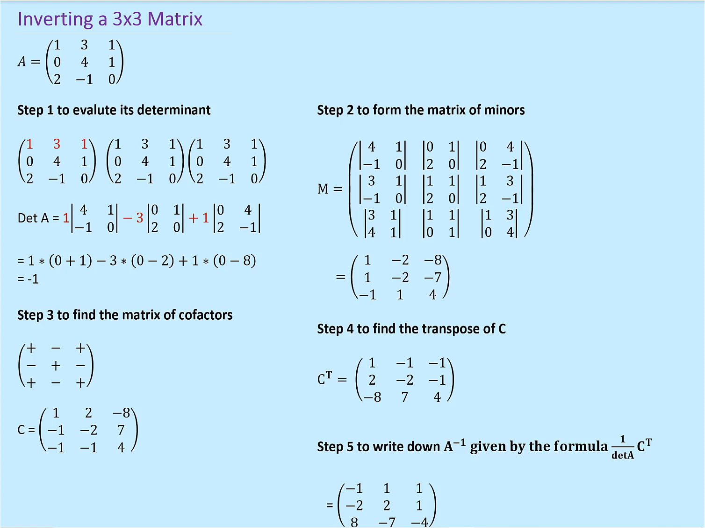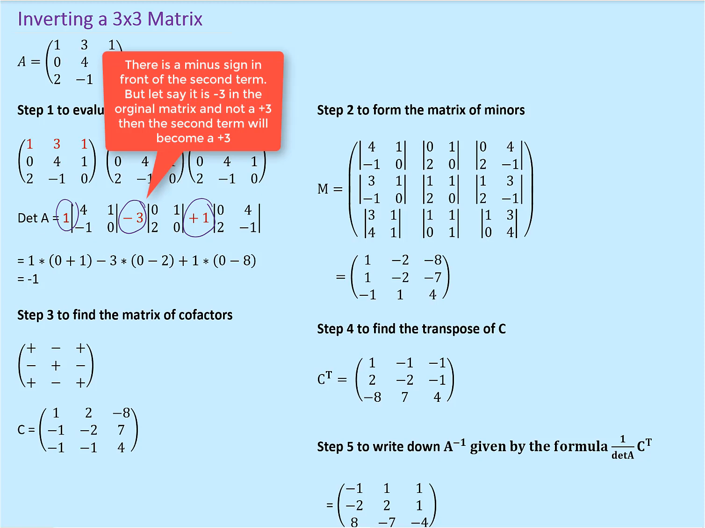There are 5 steps. So step 1, first you need to pay attention to the number in red because I need to use that in my calculation. And there is a minus sign in the second term. That's why we have the -3, not the +3 in the calculation.